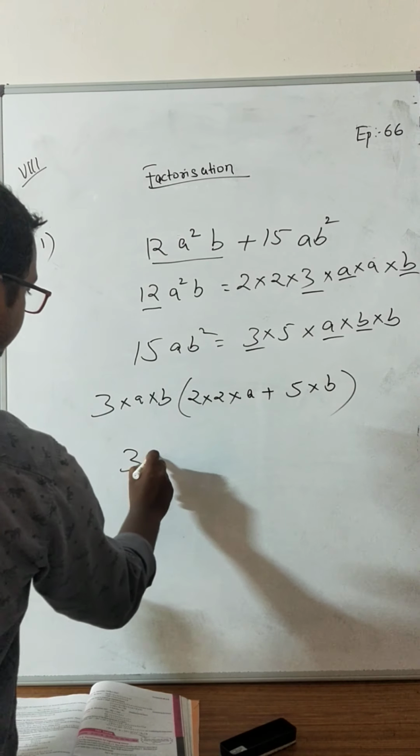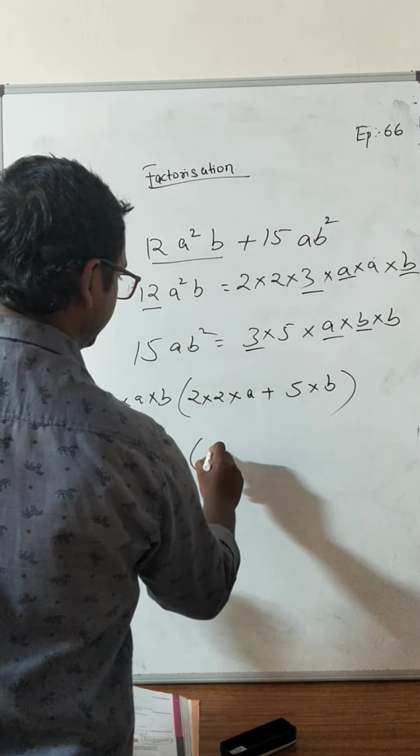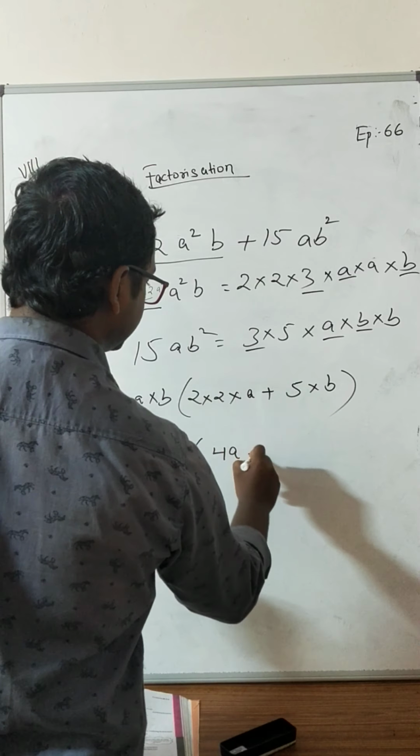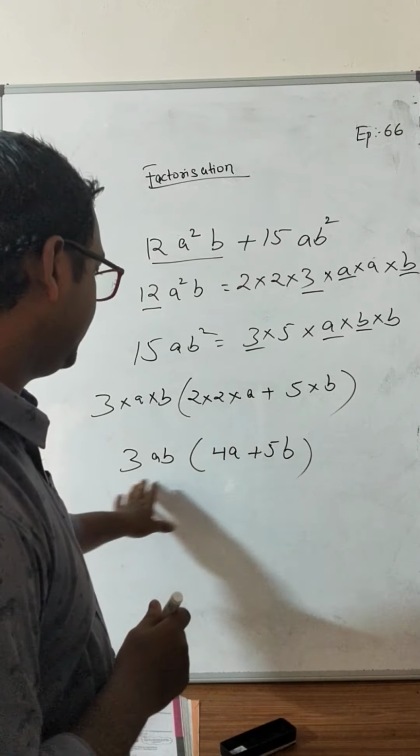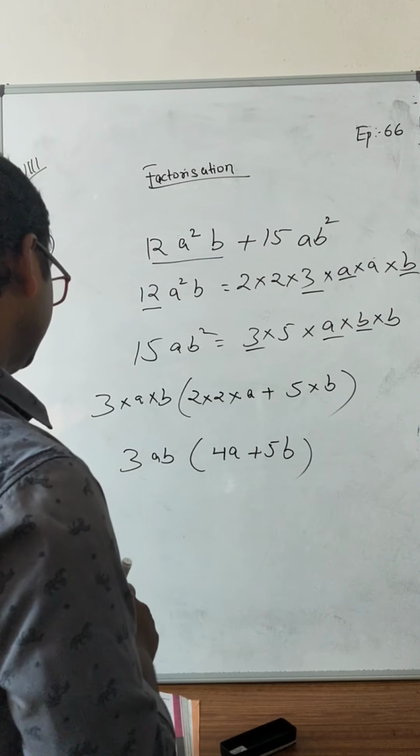So we are getting 3a into b is 3ab, 2 into 2, 4, 4 into a, 4a plus 5b. Okay, so the required factor is 3ab(4a plus 5b).